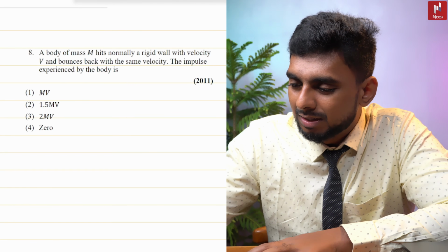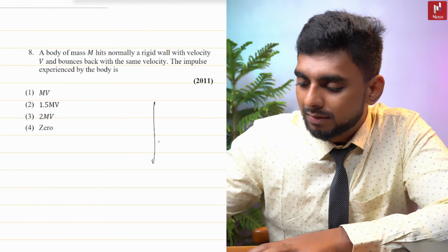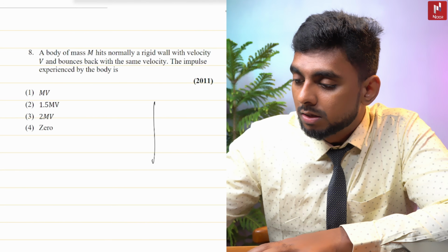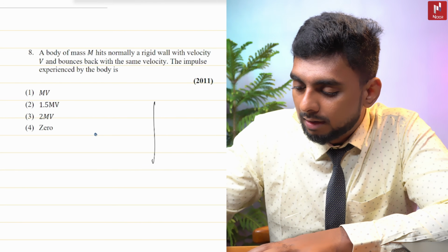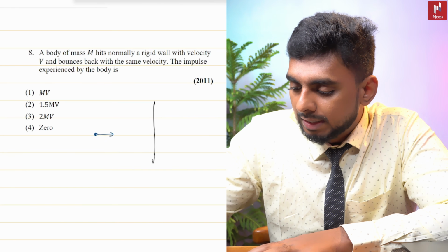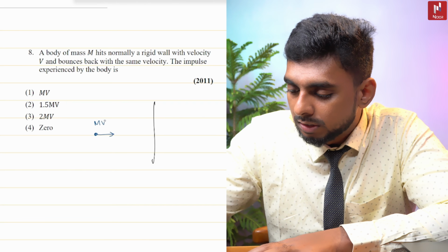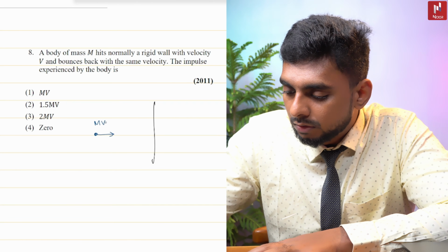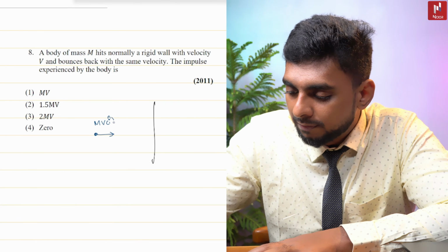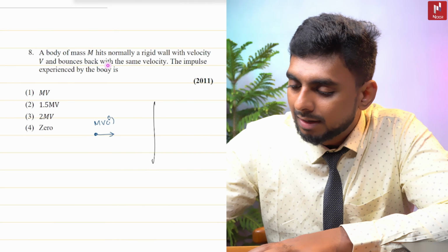Okay, so same as the previous sum, but this is super easy when compared to the previous sum. Here you have a particle that is going to hit the object normally. The initial mass was m and the velocity was v, therefore the initial momentum will be mv i cap. Okay, and it bounces back with the same velocity and same direction.